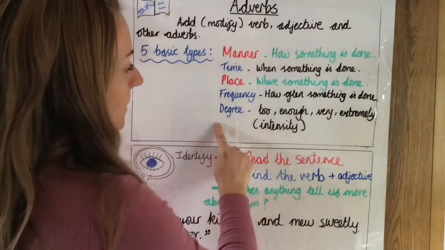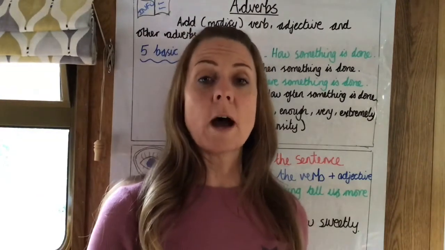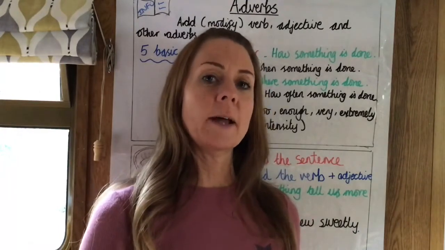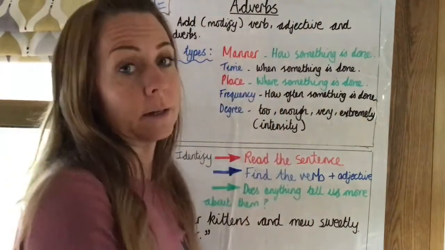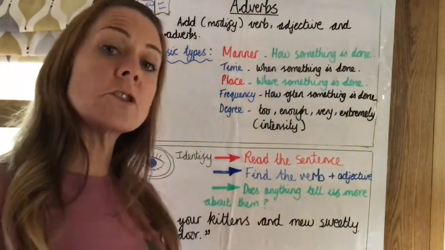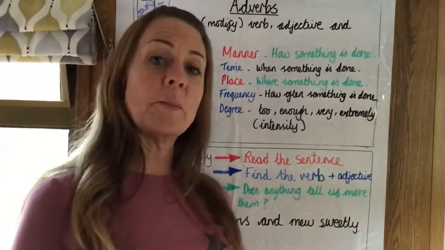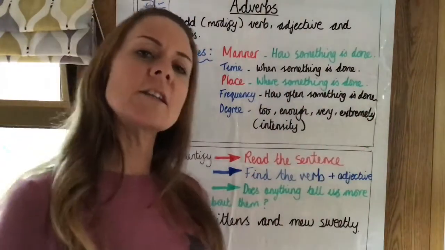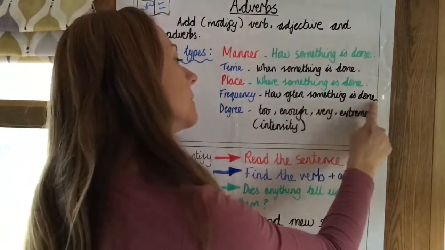There are 5 types. Now in Key Stage 2 you don't need to identify which type of adverb is being used. However, to understand what I'm about to say next will help you identify them. So adverbs can tell you the manner. That means how something is done. They can tell you the time, when something is done. They can tell you the place, where something is done. They can tell you the frequency, and that means how often something is done.